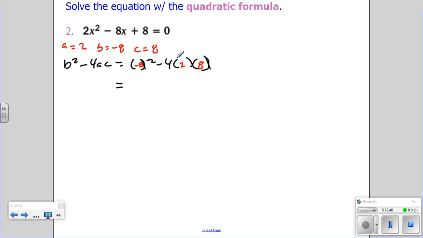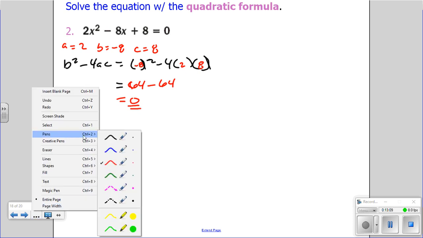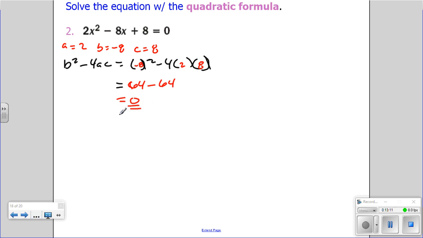So again, in your graphing calculator, please put all of this in there in one step. But I don't have one again. So without it, I got to take it in stages. So negative 8 squared would give me a positive 64. 4 times 2 is 8. 8 times 8 is 64. 64 minus 64 is 0. So my discriminant is equal to 0, which means I'm going to have one real solution.